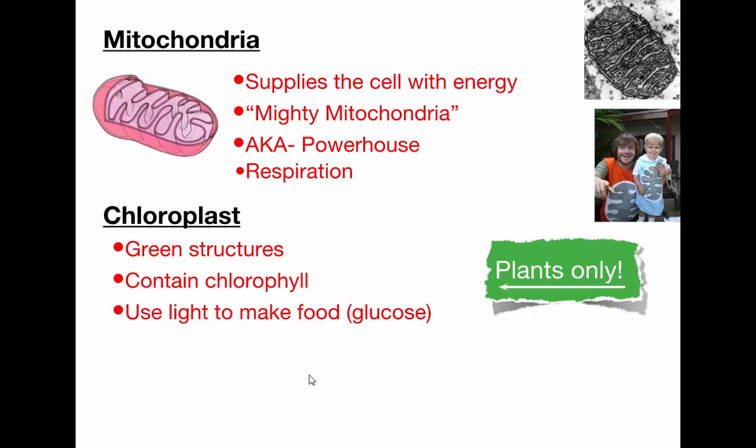That's why this plant doesn't need to eat anything, because it's making its own food, making its own glucose using sunlight. And that happens in the chloroplast. That process is called photosynthesis.